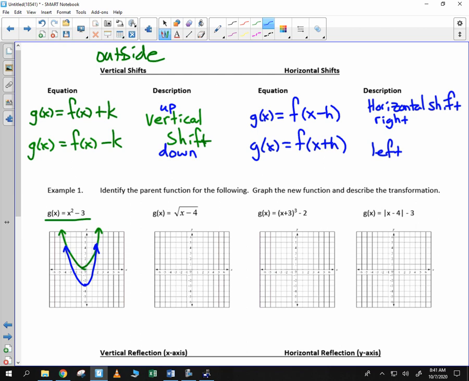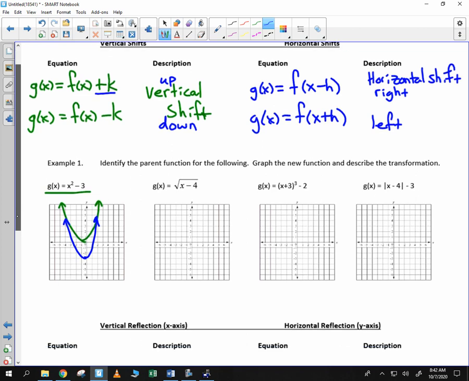It's important to keep that in mind because when you see the vertical piece, it says plus k, you think up. But for horizontal, it's opposite. You see this minus h, and you would think it would go to the left, but it actually goes to the right. Notice that the minus h is on the inside of the function. I know this idea of outside, inside doesn't necessarily make a lot of sense to you right now, but hopefully as we look at g of x, it will.